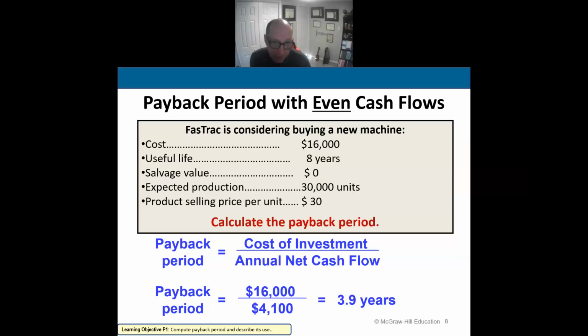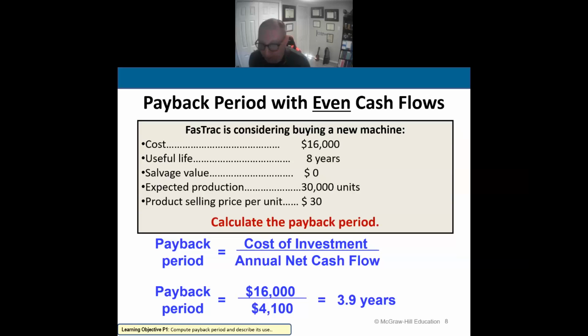Well, if our sales price is $30 and we are going to produce a total of 30,000 units, and we're going to do that for 8 years, we get to the 4,100. Now, because it's even net cash flows. We didn't mention anything about expenses in this example, but we know what our sales would be. If it's $30 a unit, 30,000 units divided by 8 years, so 30 times 30,000 divided by 8, getting us to the 4,100.